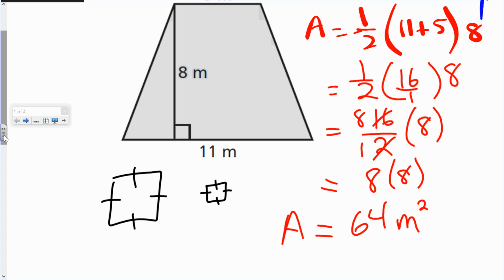Watch this. What you're going to see is a square meter, but I want you to describe it.